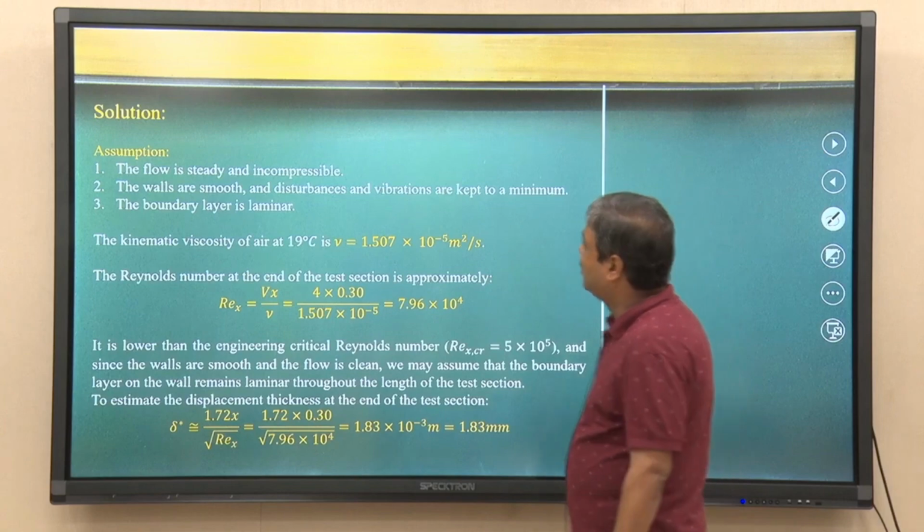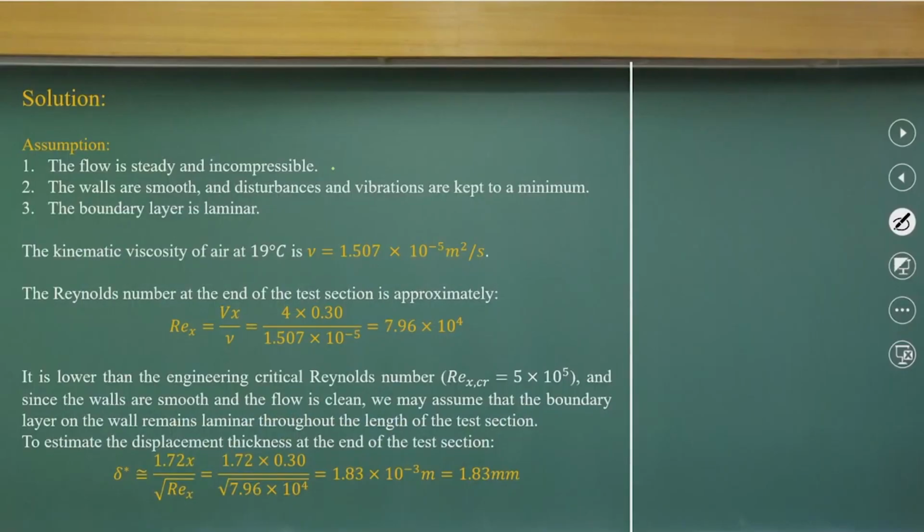I am not going through all the steps. The flow is steady and incompressible, the wall is smooth, and disturbance vibrations are kept to a minimum. You just find the kinematic viscosity of air from any table given in fluid mechanics books. Then estimate the Reynolds number at the end of this test section, because the test section is 30 centimeters.